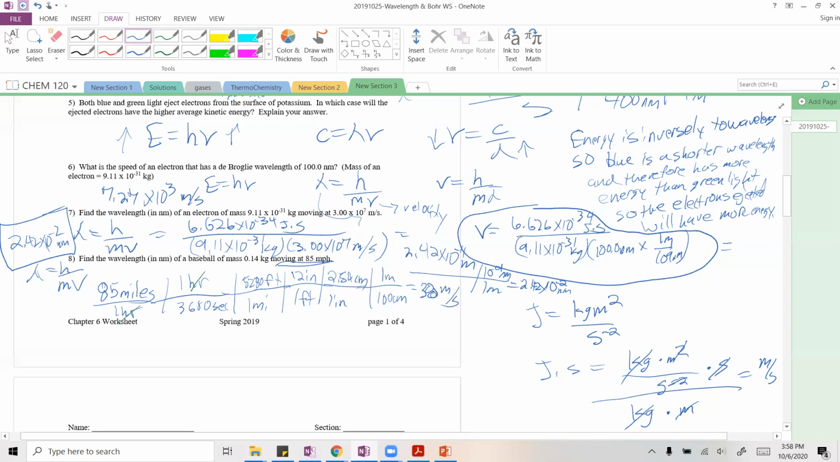Now we just need to plug that back in. So 6.626 times 10 to the minus 34 joule seconds, 0.14 kilograms, 38 meters per second. And we're going to find our nanometers. Oh, so that becomes 1.3 times 10 to the negative 34 meters. We're going to convert that into our nanometers.